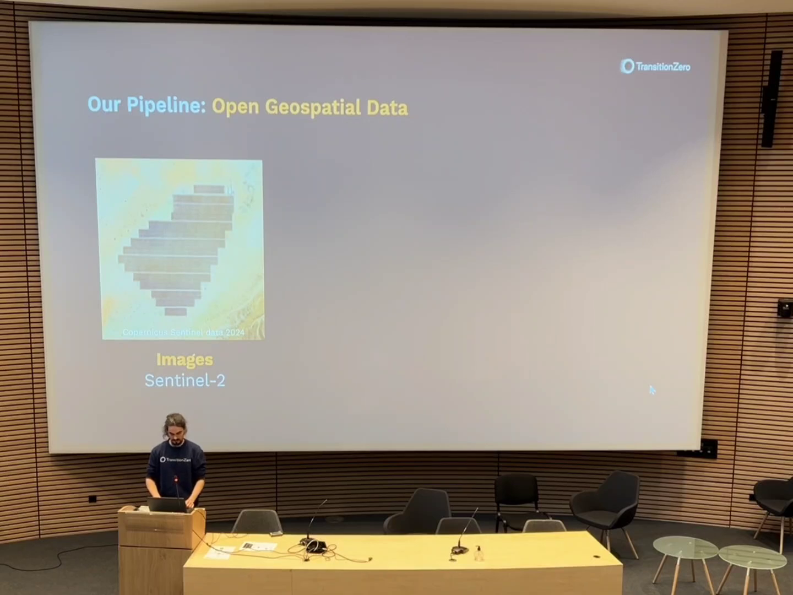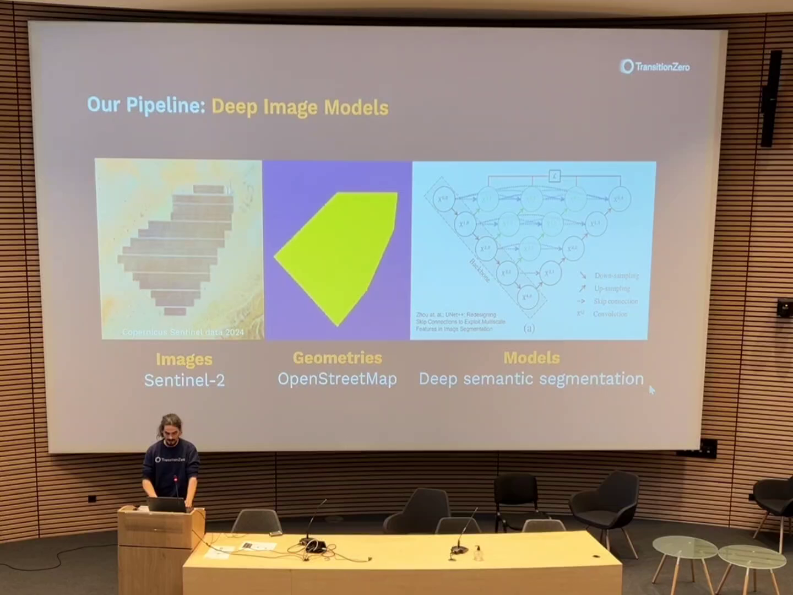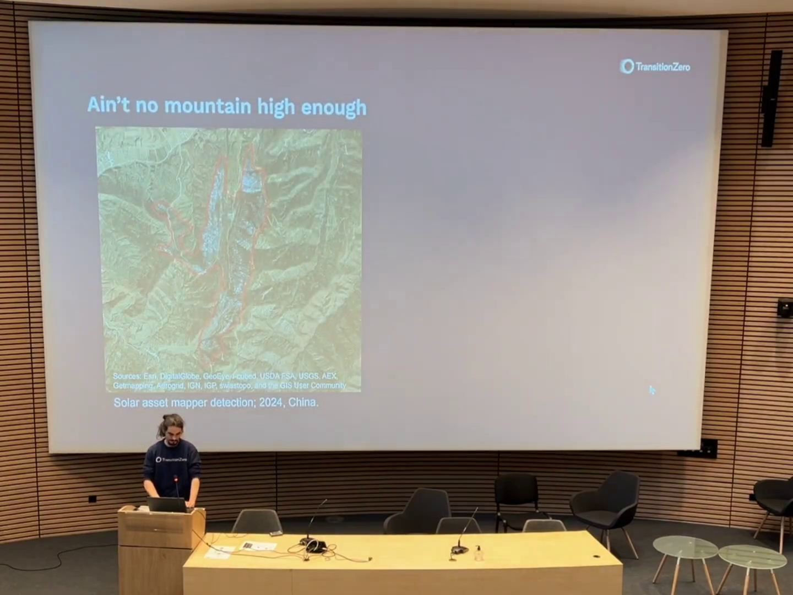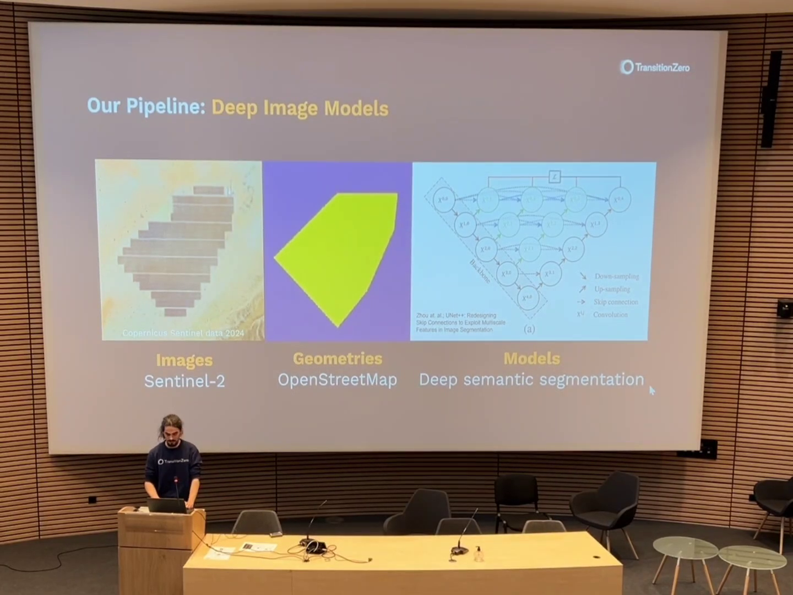And so the way that we're filling this gap is with machine learning using open data. Our inputs are images, open Sentinel-2 satellite imagery, geometries from OpenStreetMap, and then some modeling, so gratuitous neural network diagram. So we're using deep semantic segmentation to build sort of pixel-wise maps of this is a solar panel, this is not, and then applying and deploying them over the entire world.